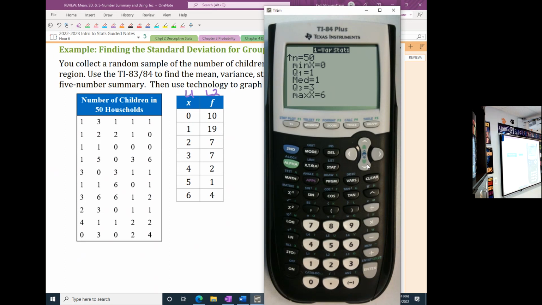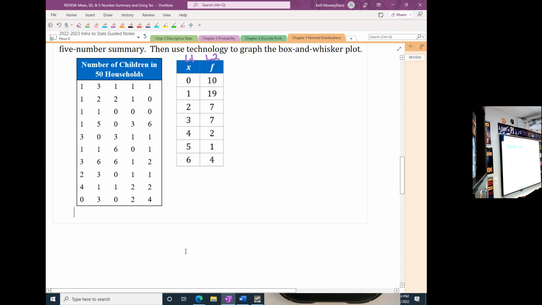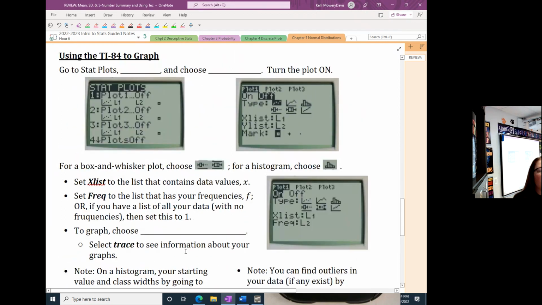So let's flip the page so you can look at the notes, and then I'm going to show you this as an example. These calculators will graph normal things like lines, parabolas, and everything else when we go into y equals. We want to graph statistics. So we're going to do stat plots.